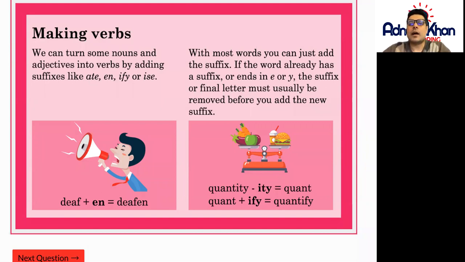So this way, we can turn some nouns and adjectives into verbs. So remember, adjectives are describing words. Nouns are names of places, things, names, animals, and so on. And verbs are action words, or in other words, doing words.